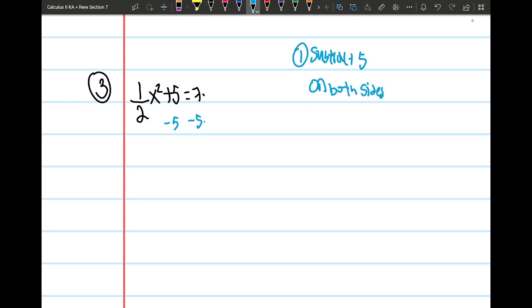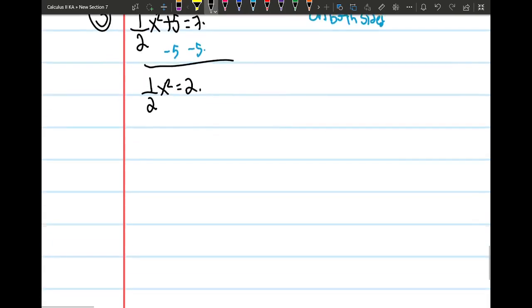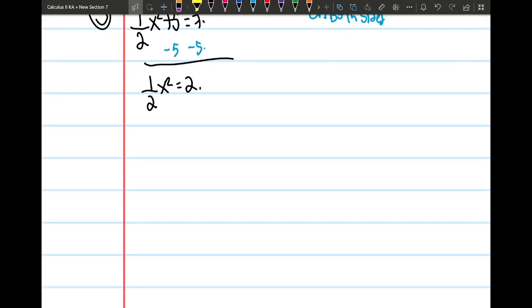And so then we would end up with 1/2 x squared equals 2. And so we need to get rid of the fractions. So number 2 would be get rid of the fraction.